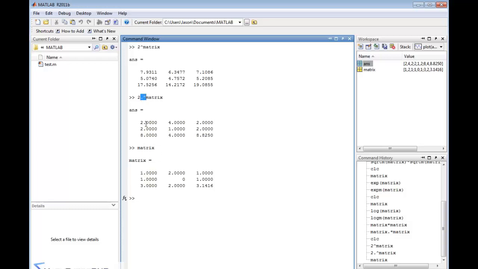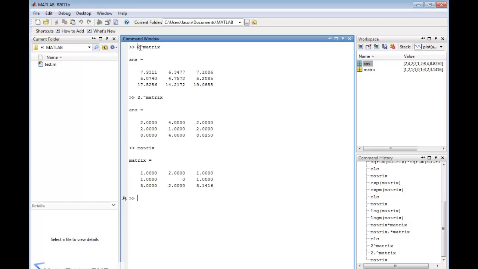2 to the power of 1 is 2. 2 to the power of 1 is 2. 2 to the power of 3 is 8. 2 to the power of 2 is 4, and so on. So it's taking each element of the original matrix, raising 2 to the power of this element, and then it puts it in the final answer.